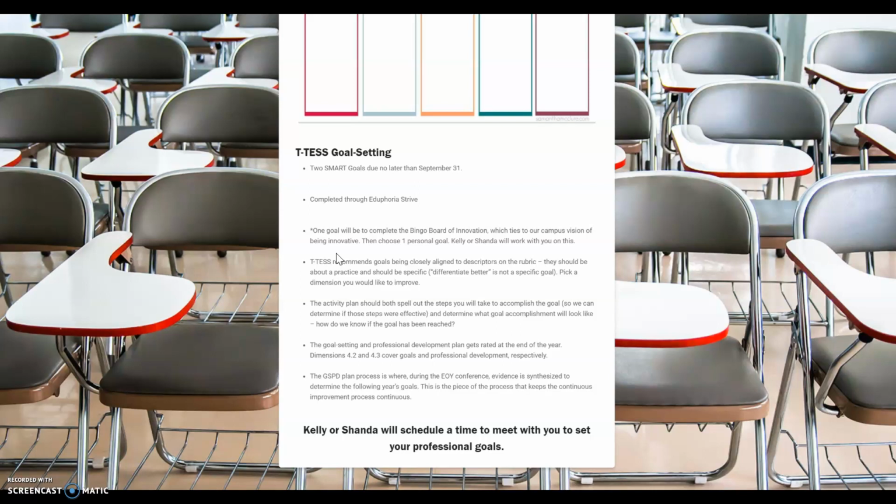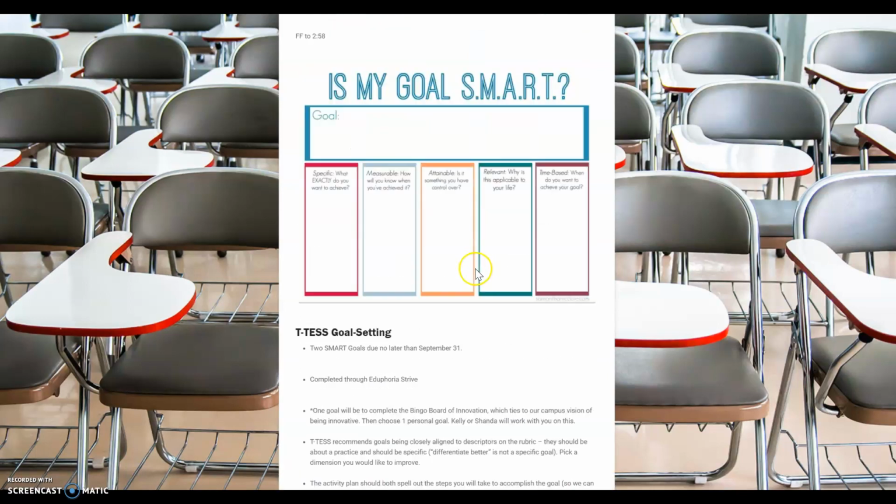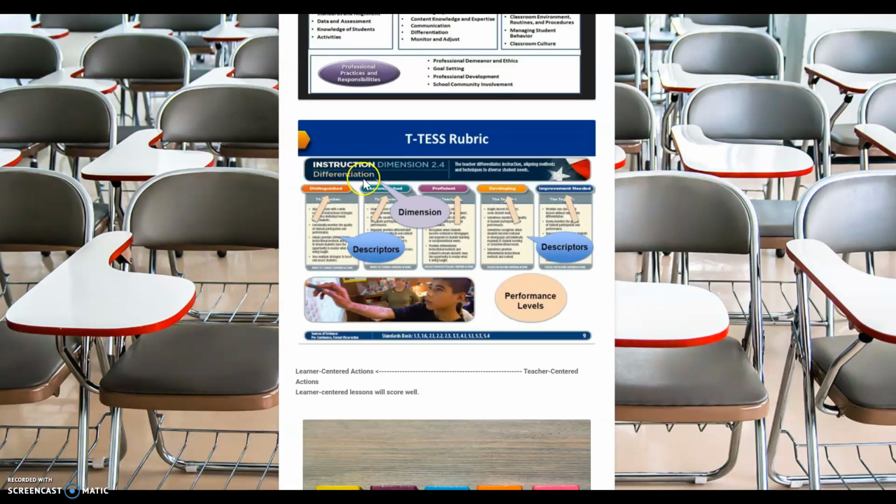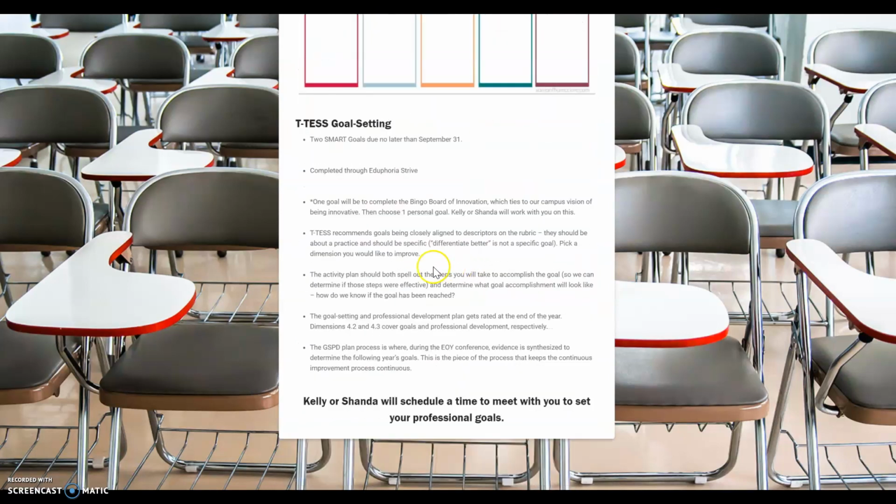Shanda or I will sit and work with you on this. T-TESS recommends that goals be closely aligned to descriptors within the rubric. They should be about practice and should be specific. For example, differentiate better is not a specific goal. You need to pick a dimension in which you'd like to improve. And so I'm going to go back up here. So if you were going to focus on differentiation, I encourage teachers to pick a descriptor under accomplished or distinguished in an area that you'd like to focus, and that essentially would be your goal.